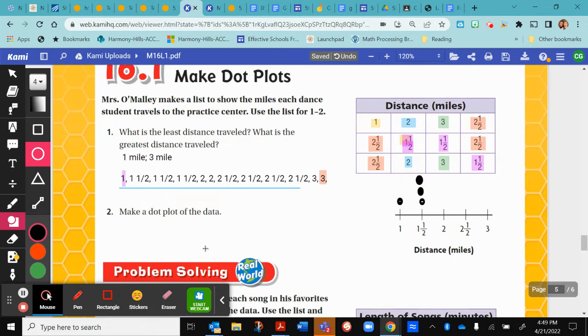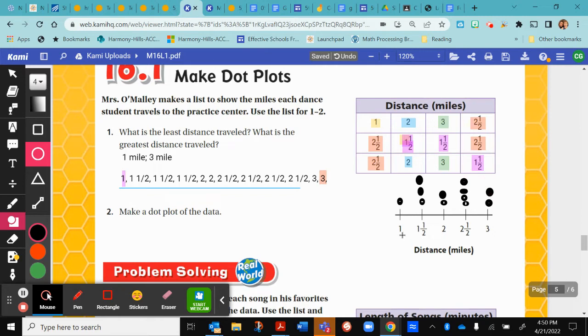For my 2, I have 2, so I'm going to put 2 dots. For the 2.5, I have 4. And because you have pencil, it'll be much easier for you. 3, 4. And then for 3, I have 2 dots. So this is what your dot plot would look like.